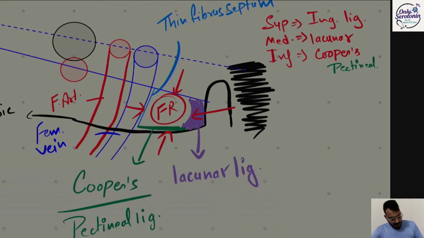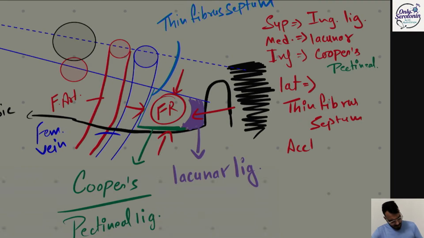And last is what, guys? Last is my lateral boundary. And this lateral boundary is the thin fibrous septum. And this thin fibrous septum is attached with the femoral vein. Okay, this thin fibrous septum is attached with the femoral vein.